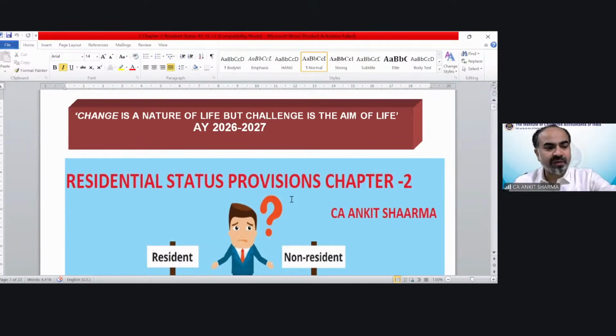Change is a nature of life, but challenge is the aim of life. So your challenge is to become a chartered accountant.